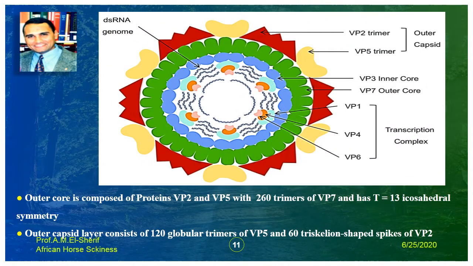This diagram shows that the outer core of the virion is composed of proteins VP2 and VP5 with 260 trimers of VP7 and has T equal to 13 icosahedral symmetry. The outer capsid layer consists of 120 globular trimers of VP5 and 60 triskelion-shaped spikes of VP2.